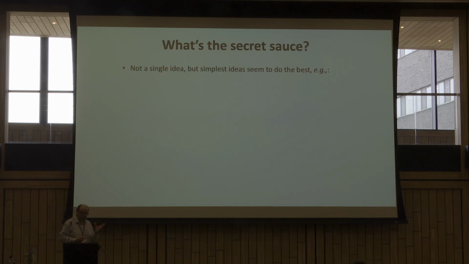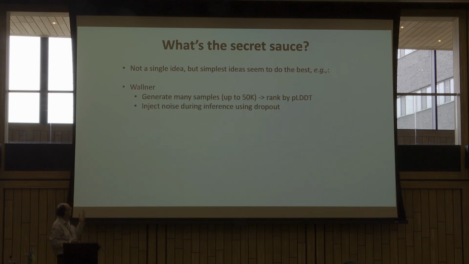There actually wasn't a single idea, but there were some simple ideas. One of the most interesting was from a single person, Wallner. What he did basically was to generate many samples, many predictions, not just one, but inject noise in the prediction process so that the model is predicting a slightly different conformation every time. And because AlphaFold is self-calibrated, it has its pLDDT metric that essentially allows it to rank its own predictions. If you make 50,000 predictions, you could then use that metric to pick out the most promising one, the one that AlphaFold thinks is the most performant.